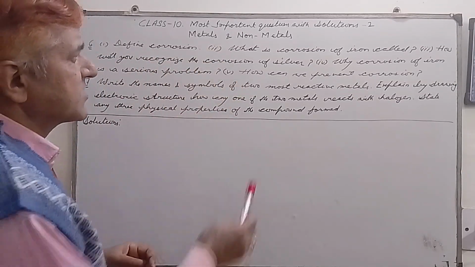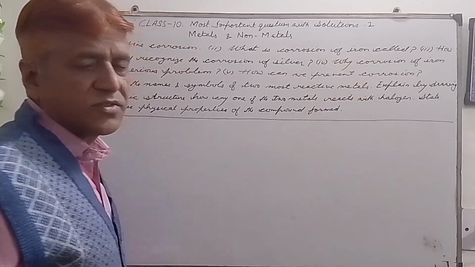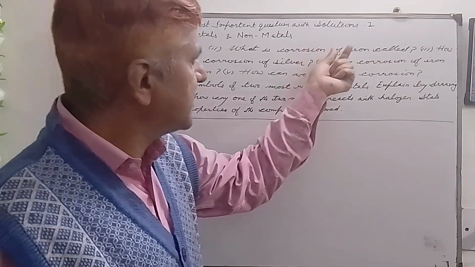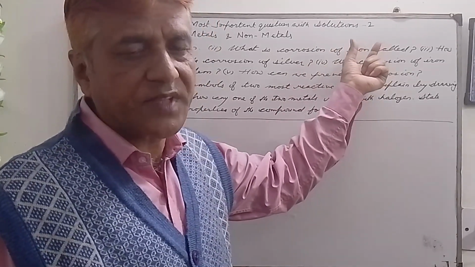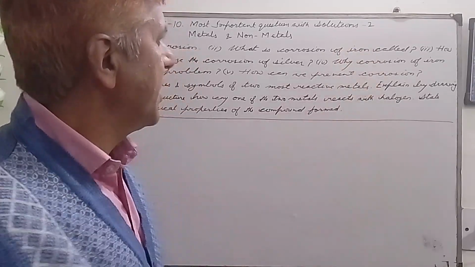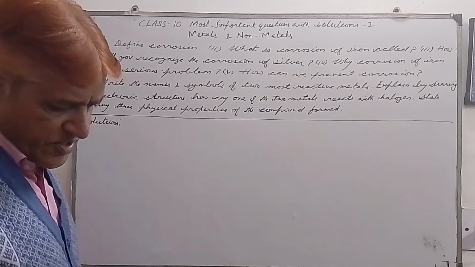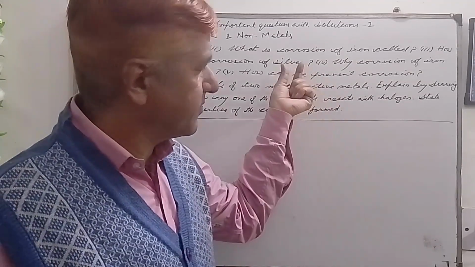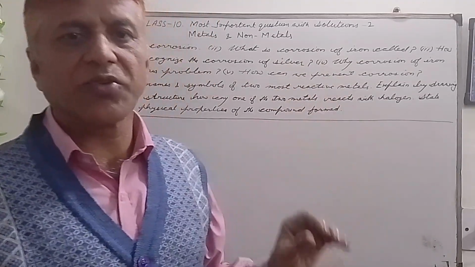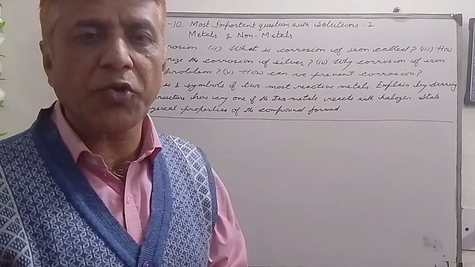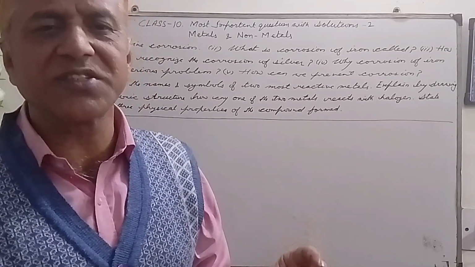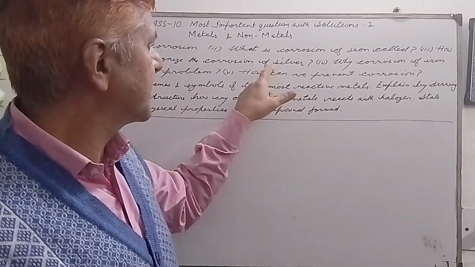Second part is, what is corrosion of iron called? So my dear students, always remember that corrosion of iron is called rusting. How will you recognize the corrosion of silver? So we can recognize the corrosion of silver by a black coat deposited on silver articles.